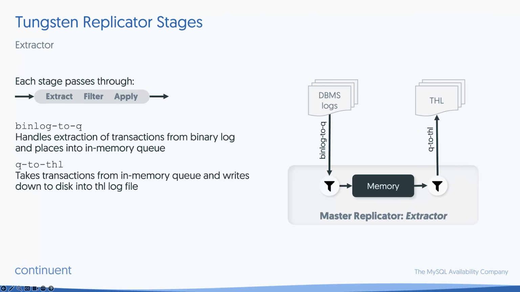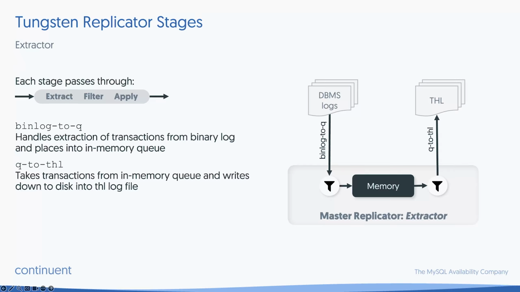Replicator stages. Each replicator has multiple stages, and these will differ between extractors and appliers. The extractor has two stages, binlog to queue and queue to thl. Each stage operates independently of the next, allowing maximum throughput and performance. Additionally, each stage can be tuned and also configured with filters. We do not cover the use of filters in this course, however we do have a session in the Replicator Masterclass series that goes into more detail.